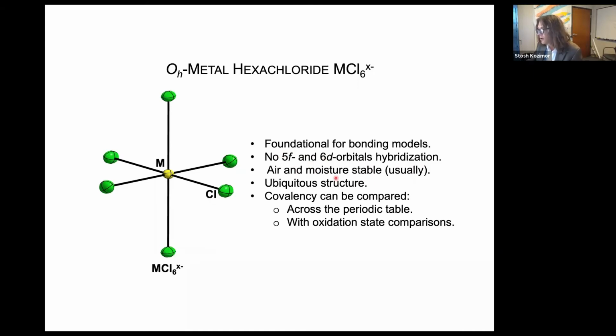Most of these compounds are pretty air and moisture stable, so that facilitates being able to transport them to a synchrotron and do X-ray absorption measurements. They're also basically a ubiquitous structure. That means that we can look at a metal octahedron with 6 chlorides around it and change the metal, and we can walk across the periodic table and try to understand how covalency changes as a function of metal identity in the same ligand environment. Then we can also change the oxidation state of that central metal and try to understand how oxidation state also impacts orbital mixing.